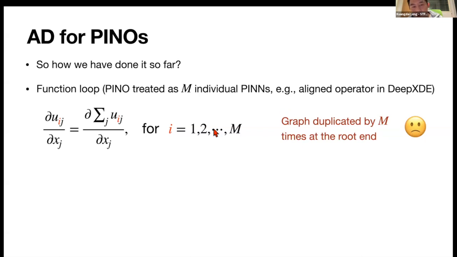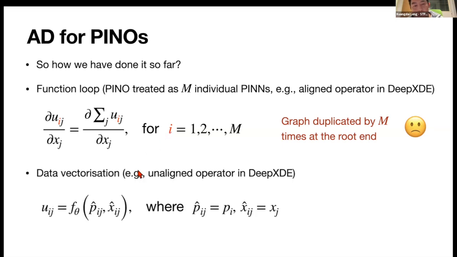Unfortunately, if we do that, because of this for loop, the computational graph for the final backpropagation will be duplicated m times, and they will be connected at the root end, right? Can you imagine? Because we have a loop over the roots.